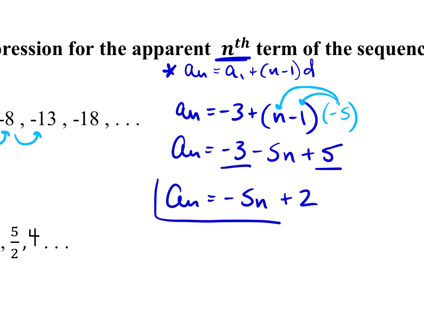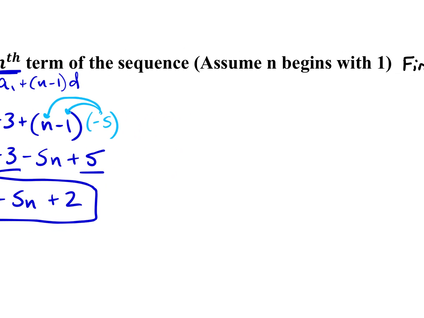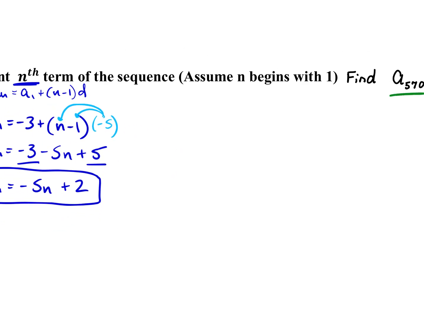So this would be our expression for the nth term. So this is the first part of the question, just writing the formula. The second part of the question says we have to find the 570th term. So I'm going to plug 570 into n. So a sub 570 is equal to negative 5 times 570 plus 2. So we're going to do negative 5 times 570 in our calculator.